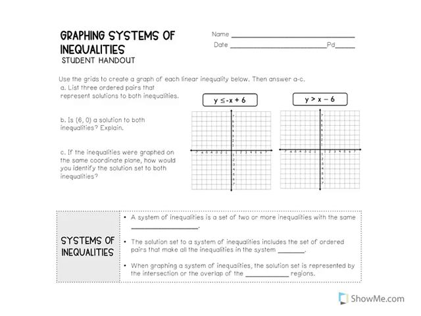All right, so we're going to be graphing systems of inequalities. We're going to use the grids to create a graph of each linear inequality below. Then we're going to answer A through C. So first off, we're going to graph these.